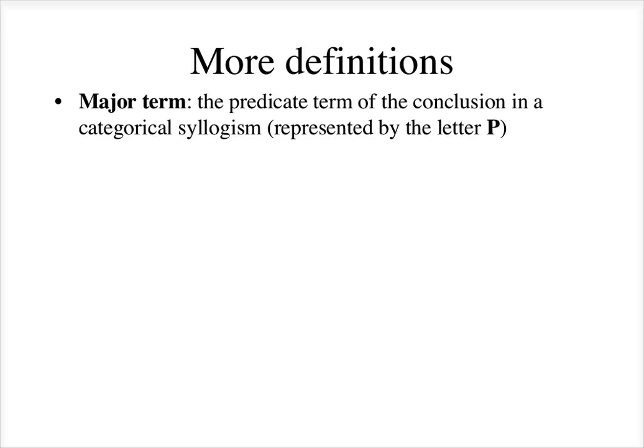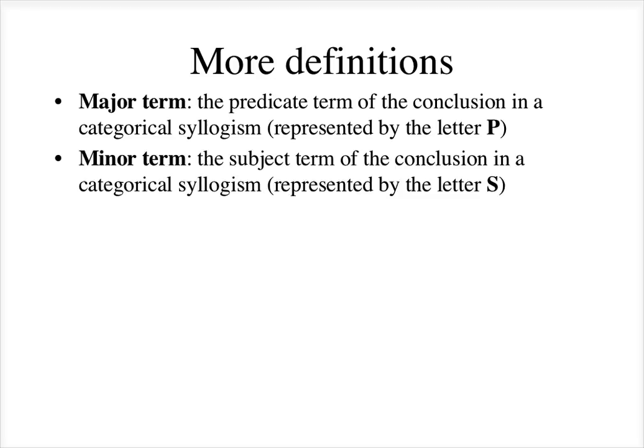So, in a categorical syllogism, we have what's called the major term, which is the predicate term of the conclusion in a categorical syllogism. And this will be represented by the letter P, because it's the predicate term in the categorical syllogism. Now, it may appear in the subject term in one of the premises, or it might appear in the predicate term. We're not going to worry about that. We just find the predicate term in the conclusion, and we label it P, and that is called the major term.